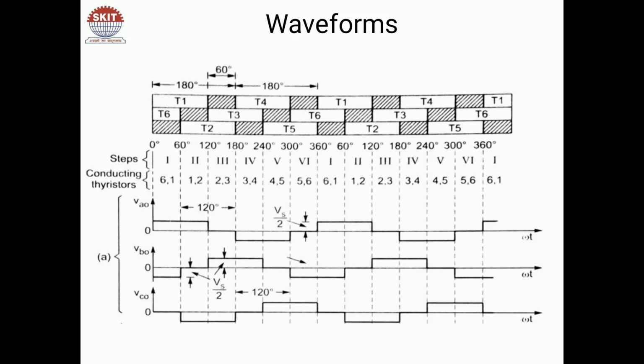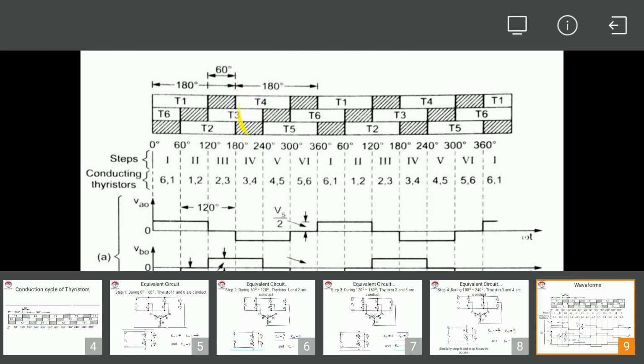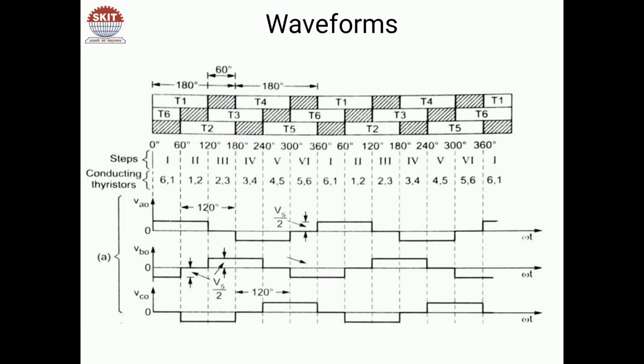Now from 180 degree to 240 degree, T3 and T4 conduct. So VA naught voltage is minus Vs by 2. You can see here minus Vs by 2. Voltage VB naught is plus Vs by 2, and VC naught is 0.